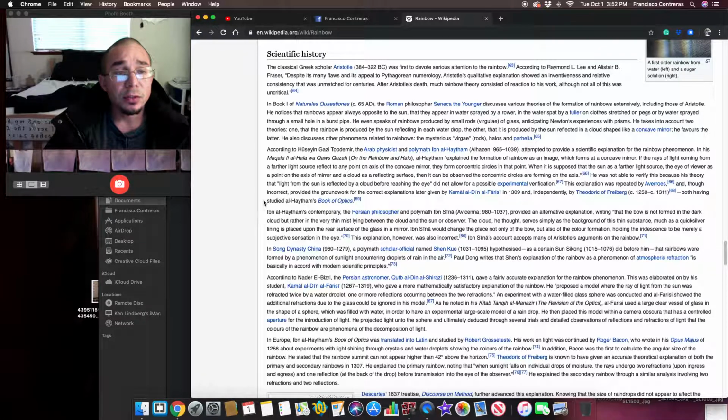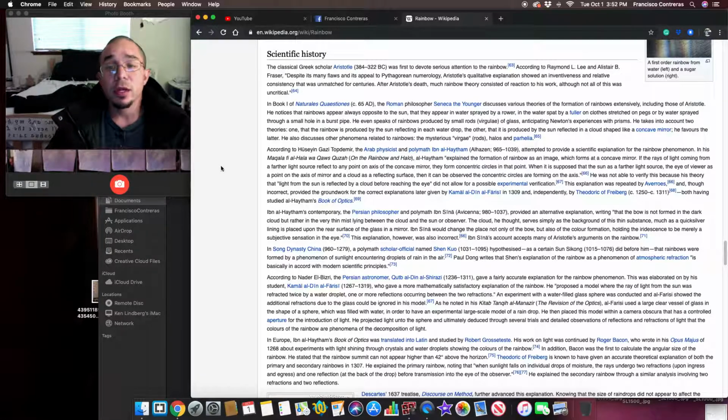He takes into account two theories: one, that the rainbow is produced by the sun reflecting in each water drop; the other, that it is produced by the sun reflected in a cloud shaped like a concave mirror. He favors the latter. He also discusses other phenomena related to rainbows: the mysterious virgae rods, halos, and perhelia.